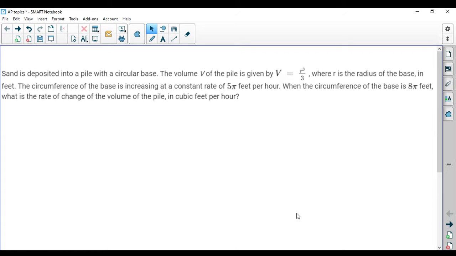Here are a couple of related rates problems. These are from the AP website. The first one, you can read that. I won't read it.